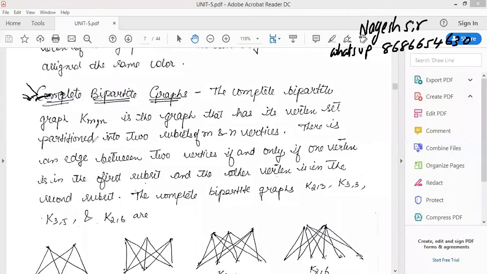Hi to everyone. Now we are going to discuss the complete bipartite graph. So what does a complete bipartite graph mean?